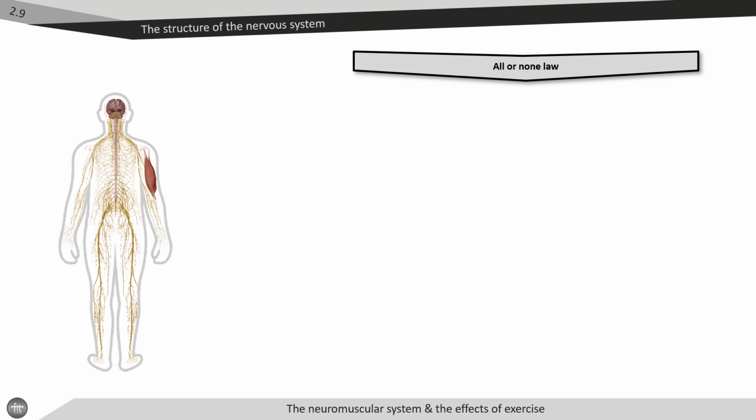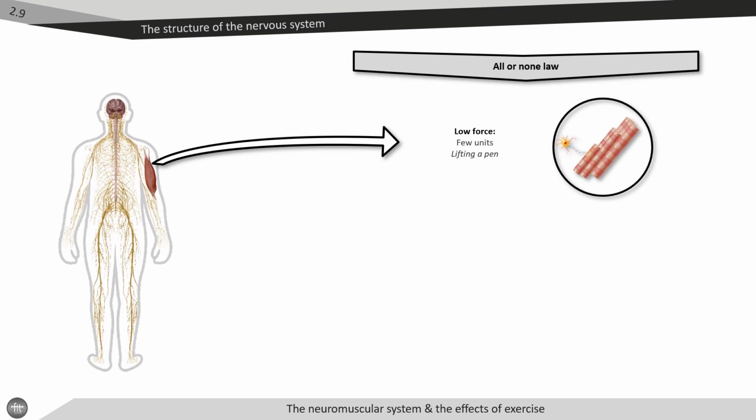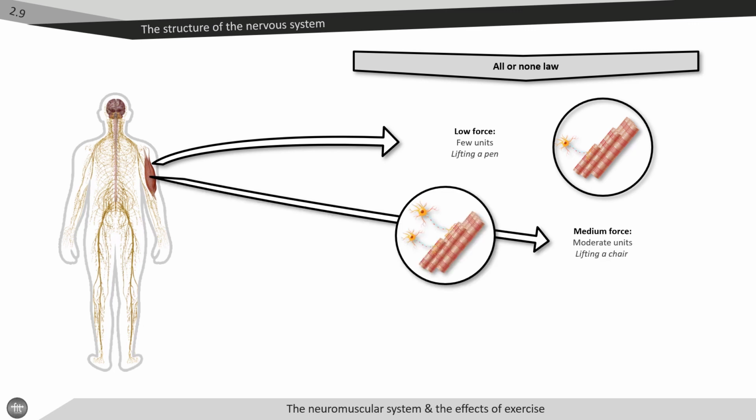To complete a task where less force is required, a small number of motor units connected to slow twitch fibres will be recruited, innervating all of those fibres and producing a low force contraction such as lifting a pen. Where increased force is required, motor units connected to intermediate twitch fibres will be recruited, innervating all of those fibres and producing a medium force contraction such as lifting a chair. This will also occur in synchronization with the innervation of the low force motor units.